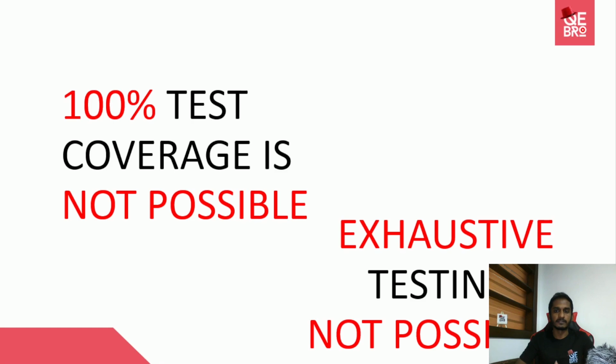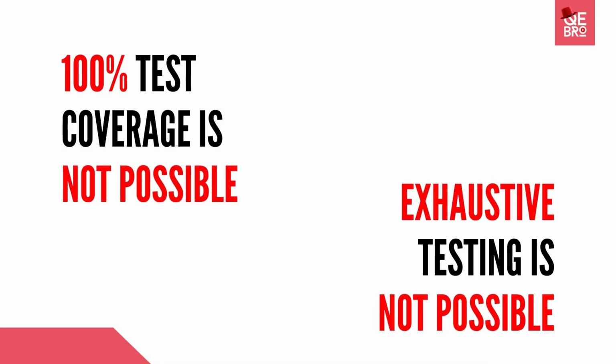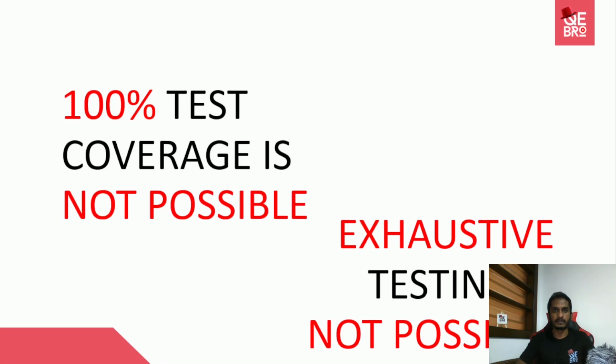If you can remember these two quotes from one of our previous videos, I mentioned that 100% test coverage is not possible, and also there is another one called exhaustive testing is not possible. These two mean the same thing. It says we can't test everything in our application. There are limits due to different reasons like the timeline, the deadlines we need to meet, and the other resource issues, the limited resources we have, and based on all these things, we can't achieve 100% testing, because we can't test everything.